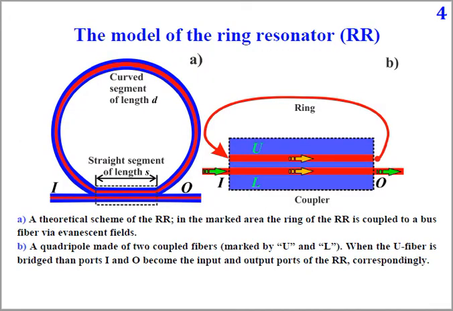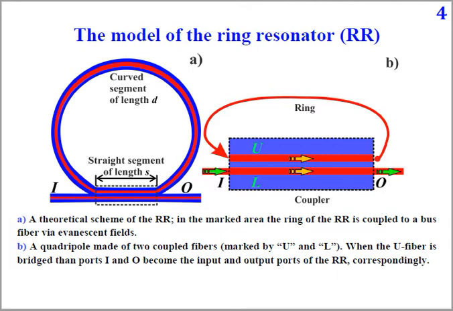Now, let me recall what a ring resonator is. As is seen from figure A, the ring resonator consists of a bus fiber to which a fiber ring is coupled via evanescent fields. The length of the coupling zone is S, and the length of the ring is S plus d. An equivalent scheme of the ring resonator is shown in figure B.